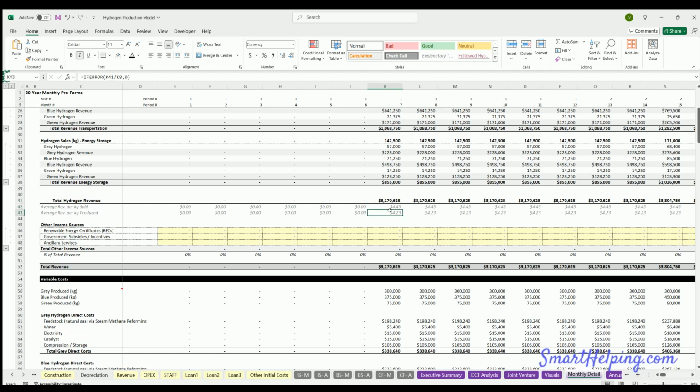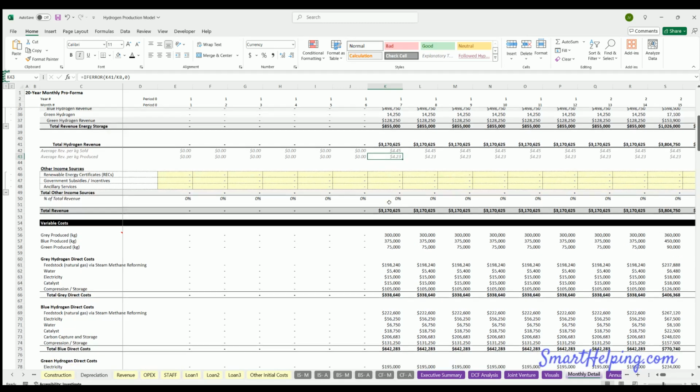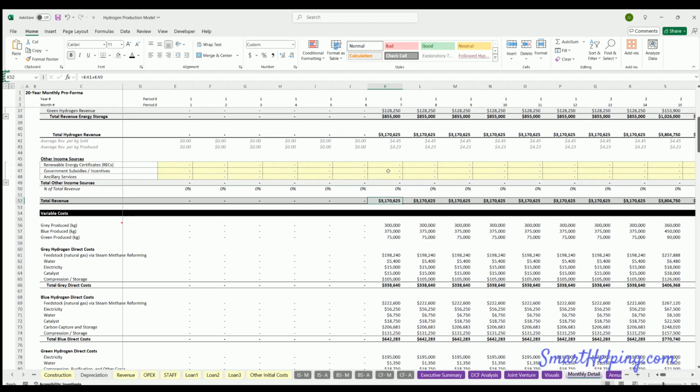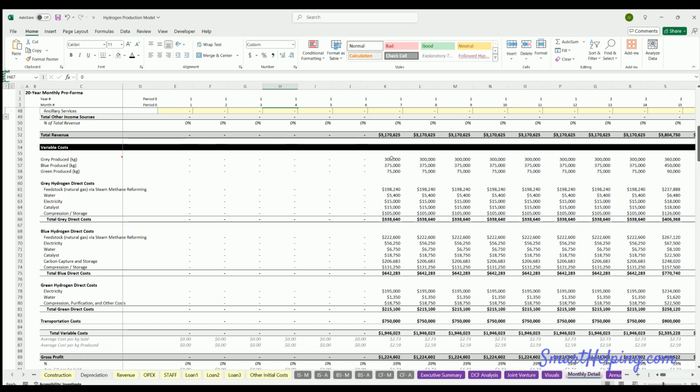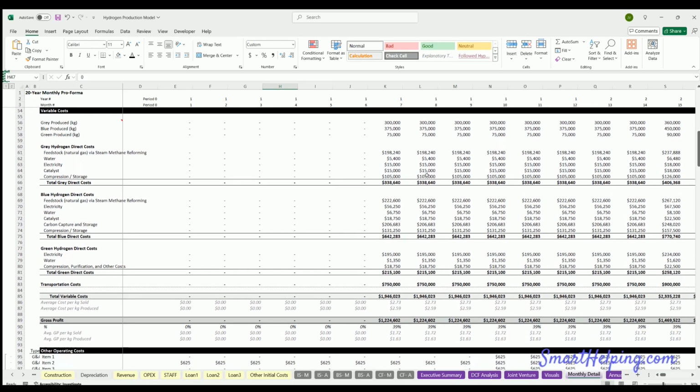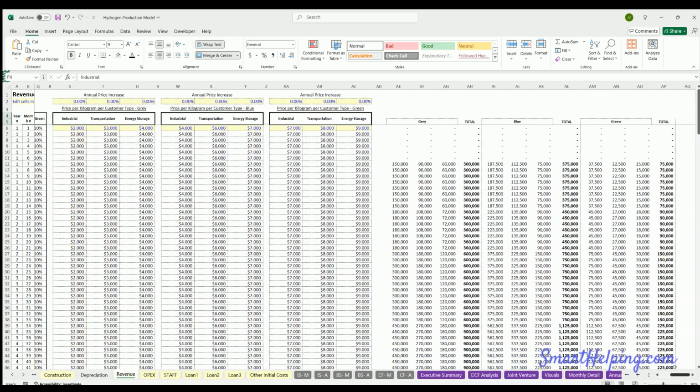Here's where we're getting our total revenue per kilogram sold versus kilogram produced. Total revenue after, you might have renewable energy certificates or government subsidies that you could plug in here. Those are just hard-coded entries. Then we have our variable costs. Again, this was the most difficult thing to model and get all that logic correct. So you've got the total produced amount, and remember, produced is different than sold, so this is why we had to do that extra part on the revenue tab over here.